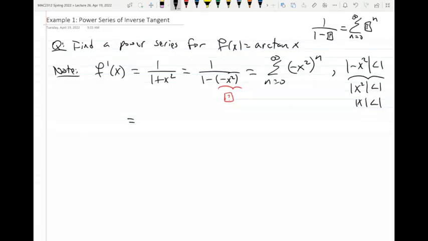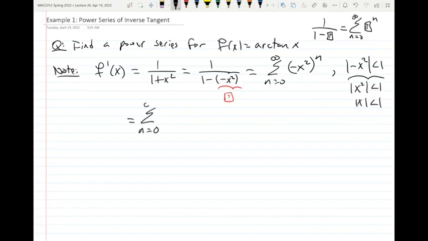Okay, so let's fix this a little bit. So this is the sum from 0 to infinity of negative 1 to the n times x to the 2n. Are we okay with this? Okay. All right, so now, remember, this is for x between negative 1 and 1. That equality holds for x between negative 1 and 1.